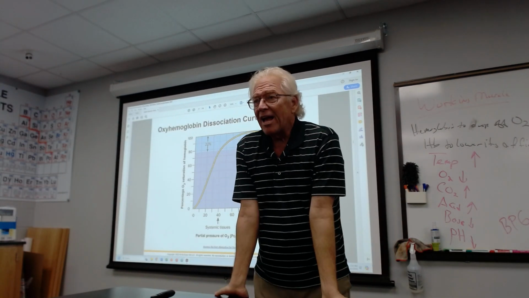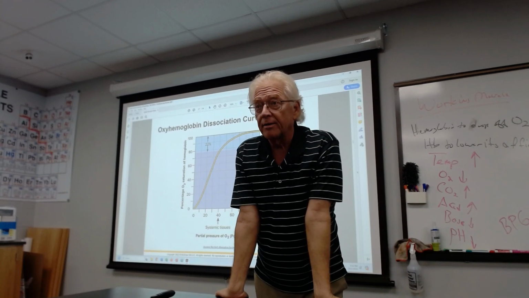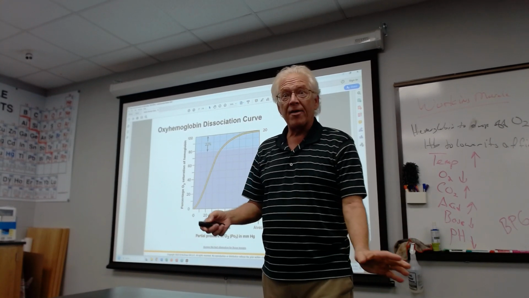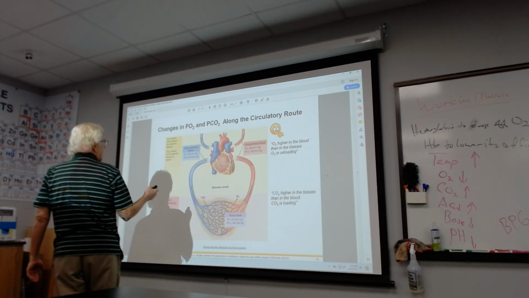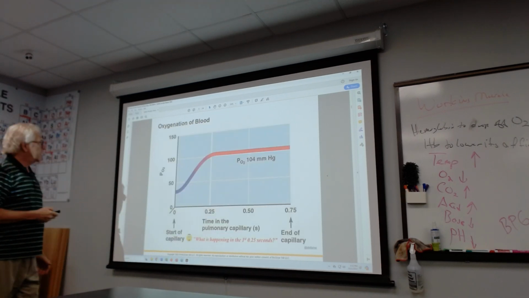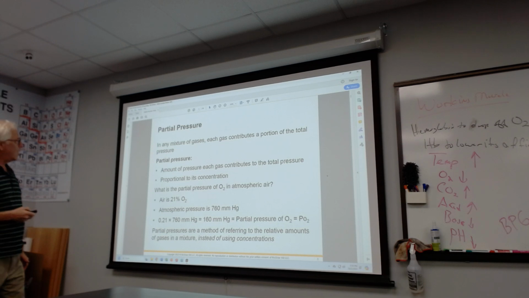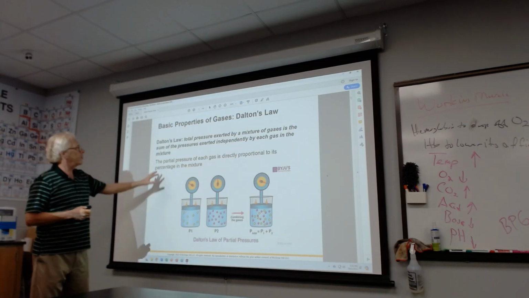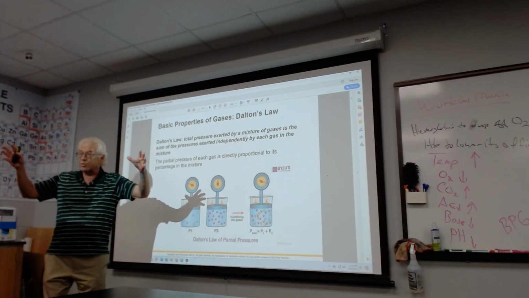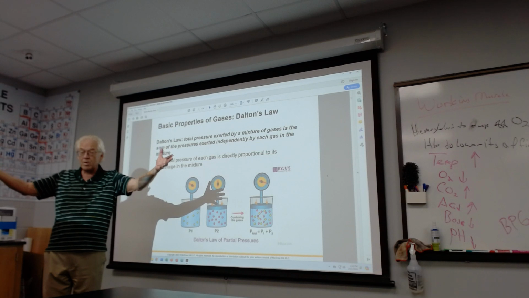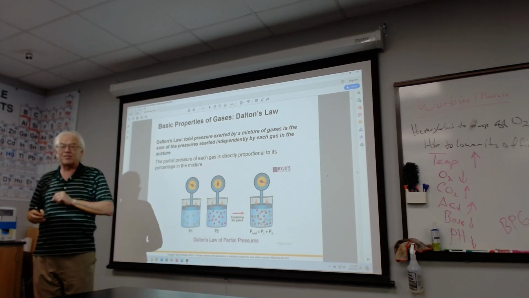Okay, there are two gas laws. Don't worry about the equation. Don't worry about working any math problems. What you do need to know is that it's based on Dalton's law. Now, Dalton's law simply says that the pressure, 760, in this room is the addition of all the partial pressures of each gas in the room.